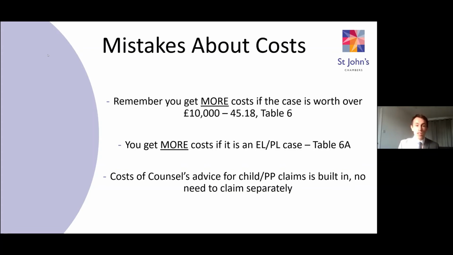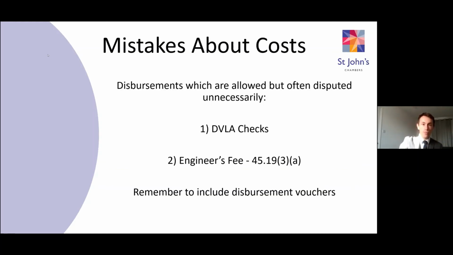You also get more if it's an ELPL case, so make sure you've read your tables and make sure you've got your schedules lined up with respect to that. The cost of counsel's advice for children is built in. That is your type C costs. All too often we'll see schedules claiming that separately. No need because it's built in.